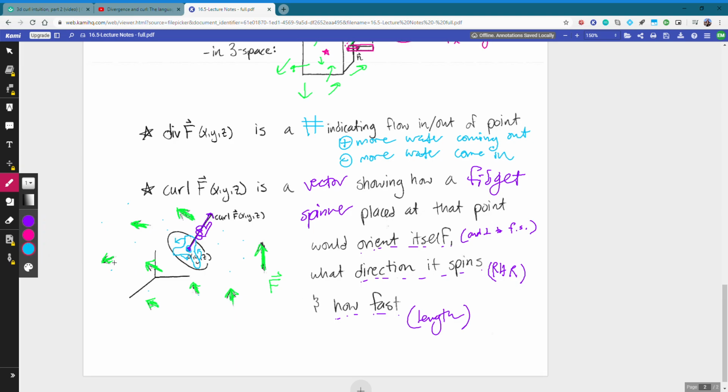But this is the idea that at every single point, we're going to have one of these fidget spinners down here as well. And each one of these is going to be oriented a certain way and spinning a certain way, and we'll have a curl vector attached to each one. And so the curl of a vector field is another vector field that shows us how, at each point, the one of all our bazillions of fidget spinners at that point would be oriented and spinning.